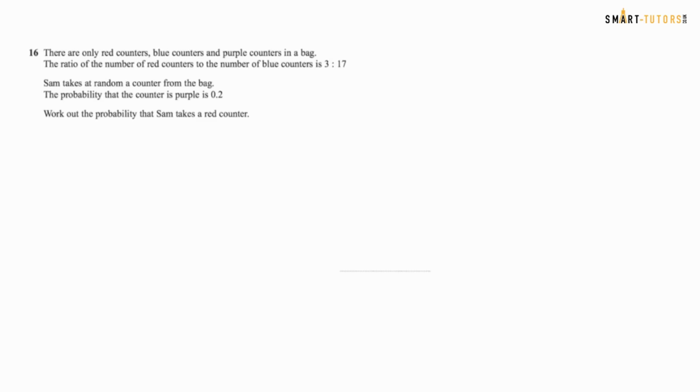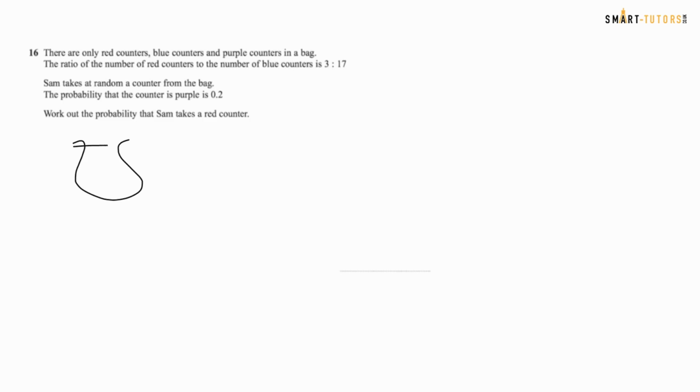Question number 16. There are only red counters, blue counters and purple counters in a bag. The ratio of the number of red counters to the number of blue counters is 3:17. Sam takes at random a counter from the bag. The probability that the counter is purple is 0.2. Work out the probability that Sam takes a red counter.